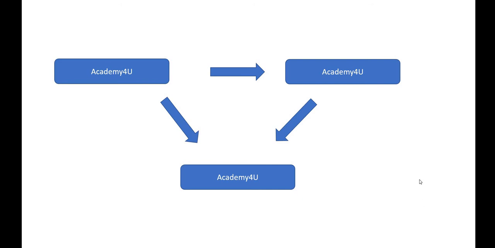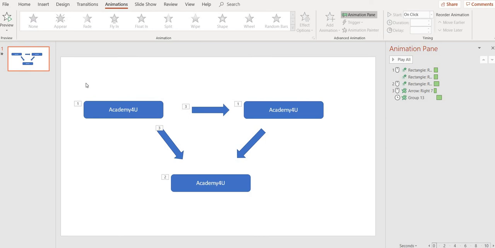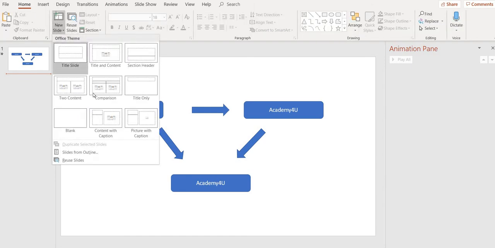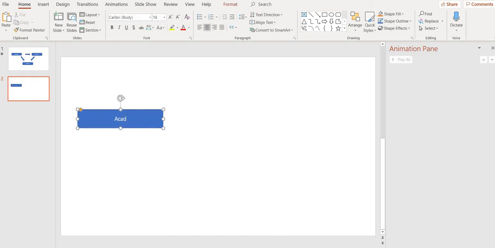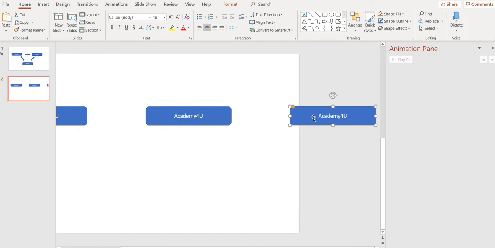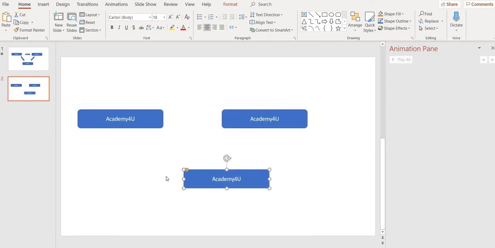So let me start with this. I will create a new slide in order to show you from the beginning. Like I will create a new slide like here, and in the slide suppose I'm going to take the same as what I have done earlier. Like I will be writing Academy for You, and then I'm going to copy it. So how can you copy it? Just press Ctrl D and it will be copied right here. And then I need another copy, Ctrl D, and it will be copied here.